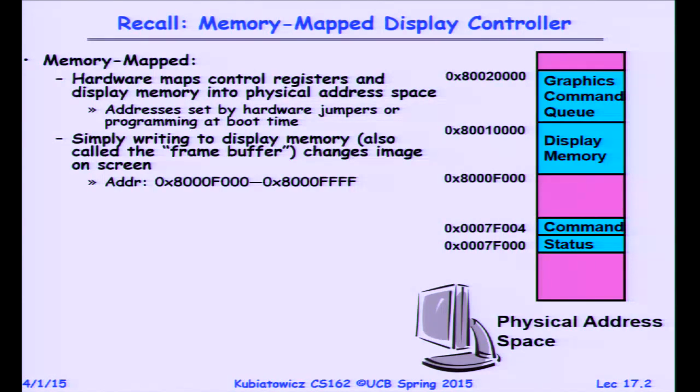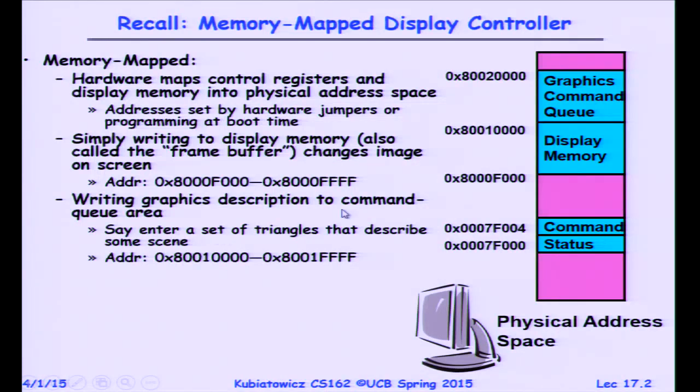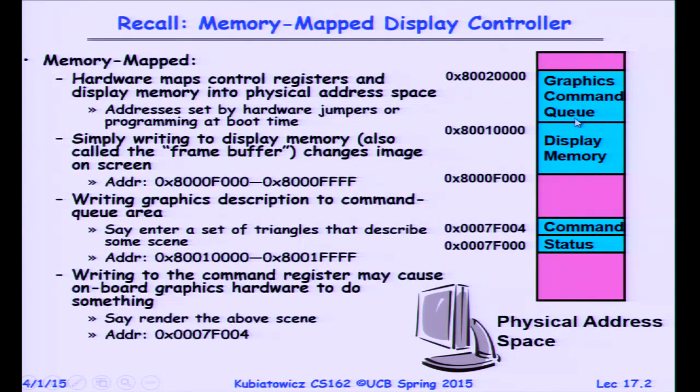For instance, just writing to display memory might change the image on the screen. This is the simplest thing to imagine if this is just a bitmap. We talked about how writing a graphics description in the command queue, followed by, say, a write of the command, can actually render some triangles. Basically, we do all of our control through loads and stores, and we can protect this with address translation to prevent the user from getting at devices we don't want them to. Were there any questions about this?